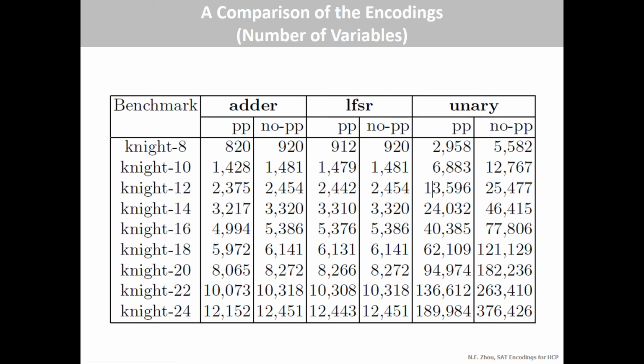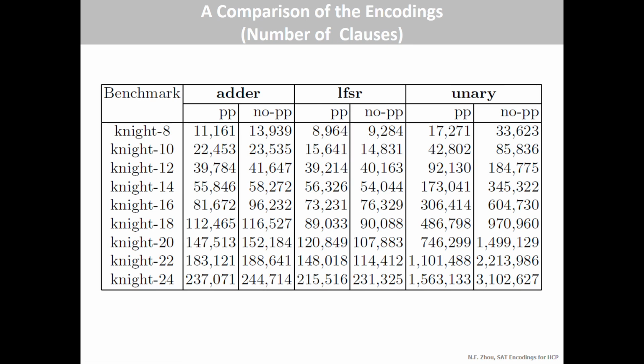The unary encoding uses many more variables. And this table shows the number of clauses in the generated code. Again, the LFSR is the most compact encoding, followed by the binary add encoding, and then the unary encoding.